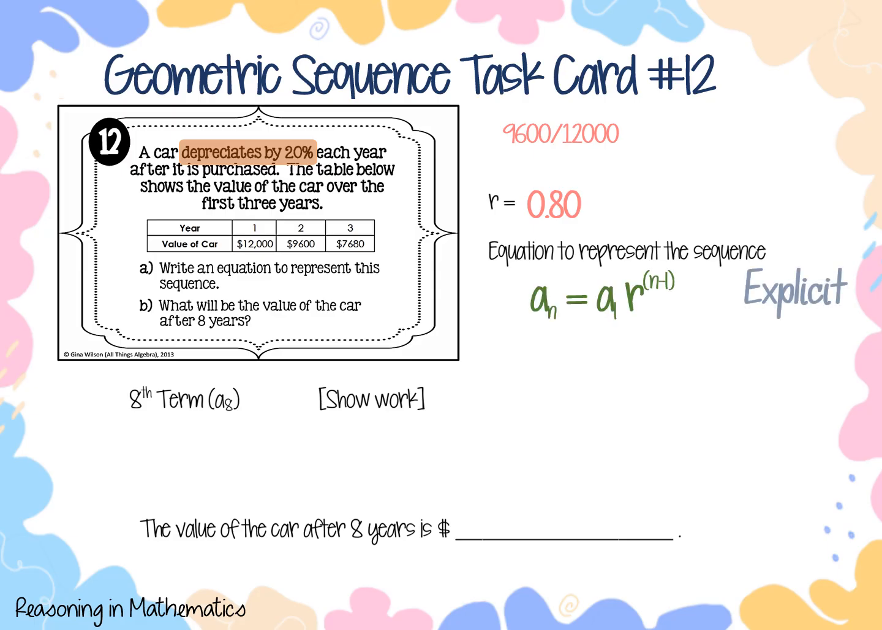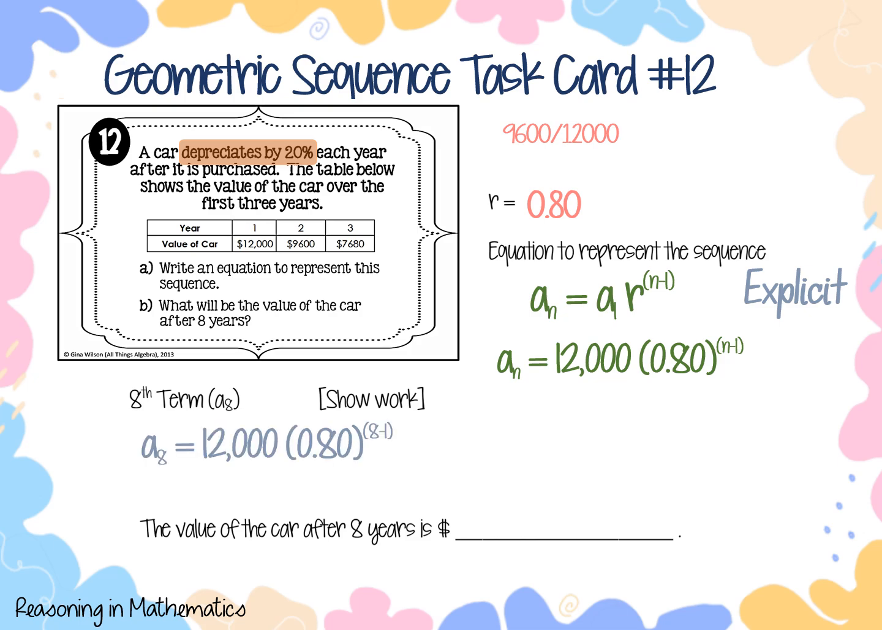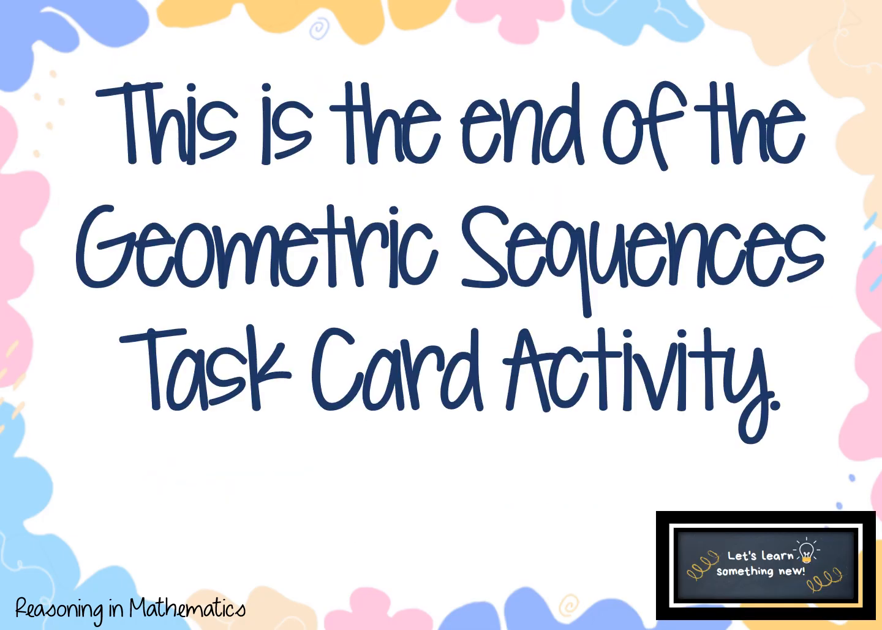Let's get our equation. Explicit form. Initial value is 12,000, retaining 80% every year. And we want the 8th year. So in place of our n's, put 8, our exponent is 7, and put it in our calculator. The value of the car went way down after 8 years, $2,516.58. We have now finished the task card activity for geometric sequences.